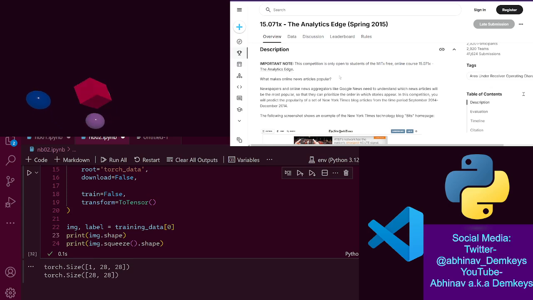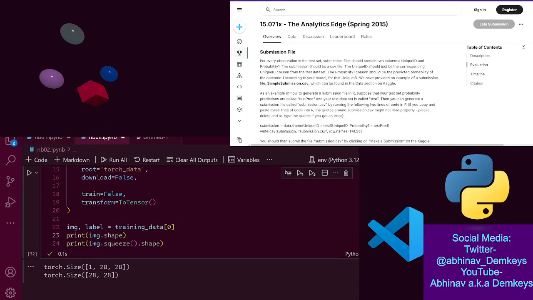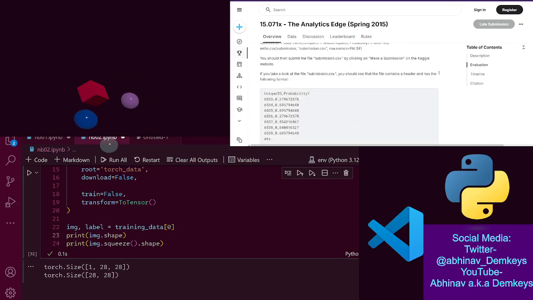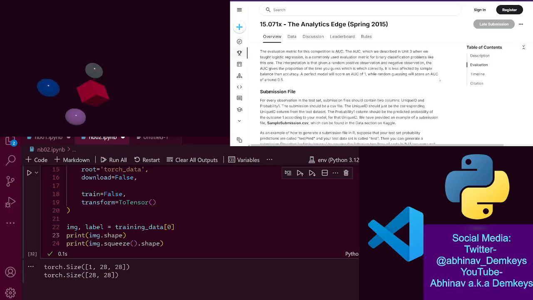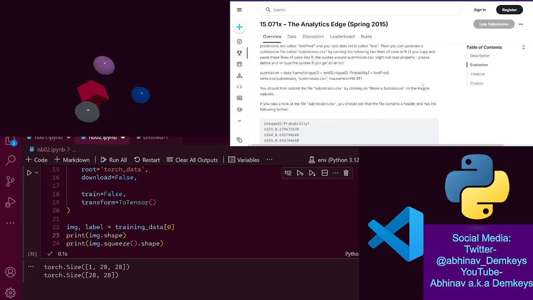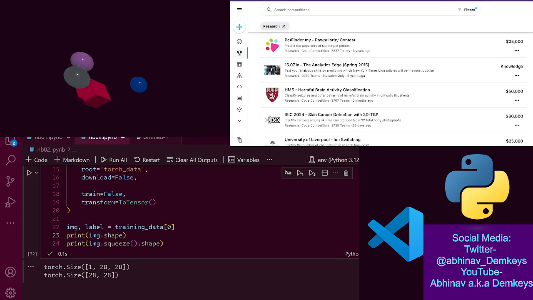Wait, this competition is only open to students of the MIT free online course, The Analytics Edge. Okay, where would I be able to find... wait, do they also give the solution? Because you can't submit the thing here, but it says Kaggle.